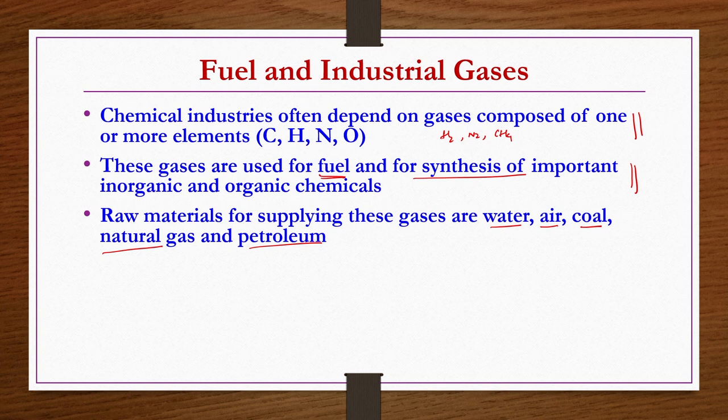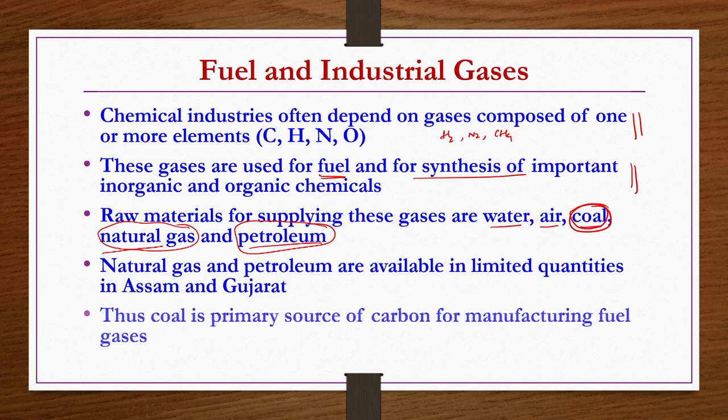However, the natural gas resources and petroleum resources are very, very limited in India. We have a few resources in Assam and Gujarat for natural gas, etc. But in other places we don't even have such minimum limited resources, right? Because of that, coal is treated as the primary source for production of these fuel and industrial gases in India especially, okay? Thus coal is a primary source of carbon for manufacturing fuel gases, okay?